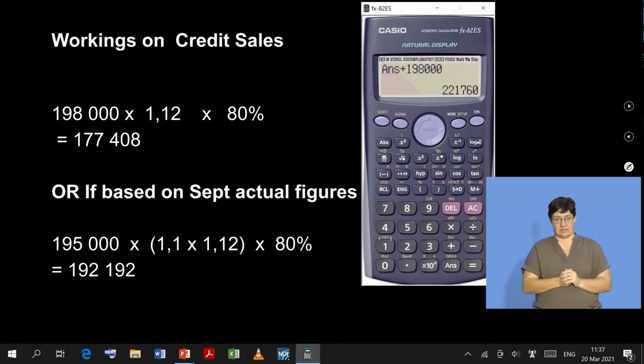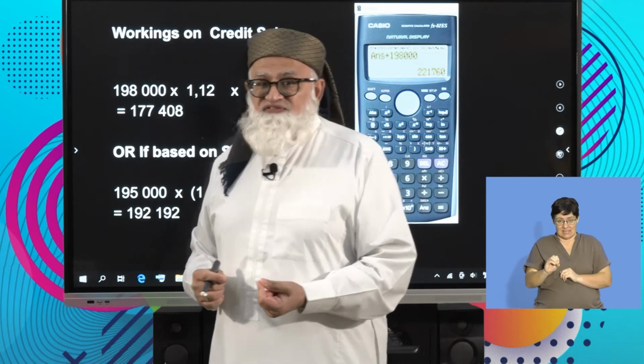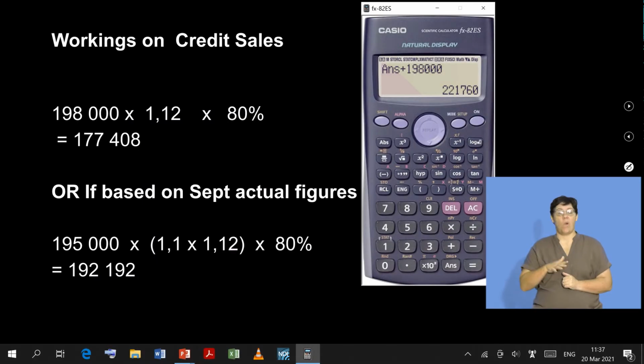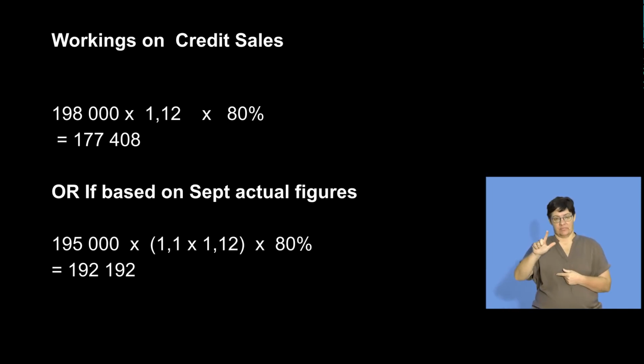Remember, that's just your total increase in your sales. Now, because credit sales amounts to 80% of that figure, what we now do is we multiply that by 80%. Watch. And that will then give me my figure of 177,408. That becomes your expected credit sales for November.